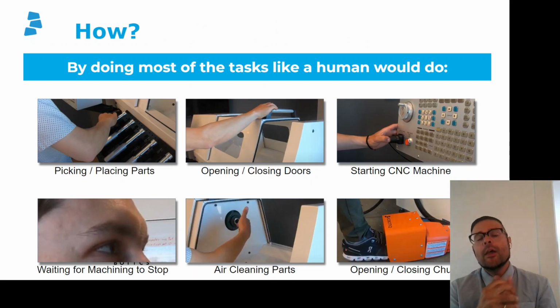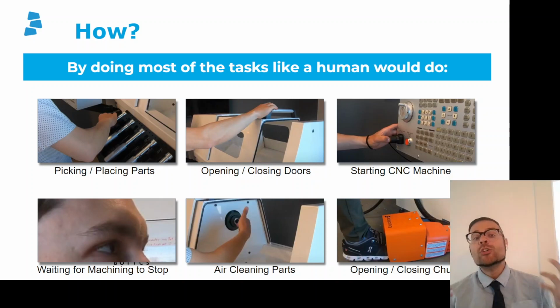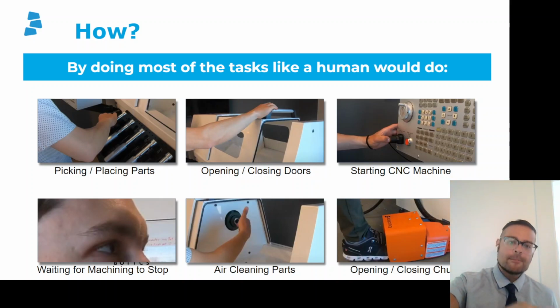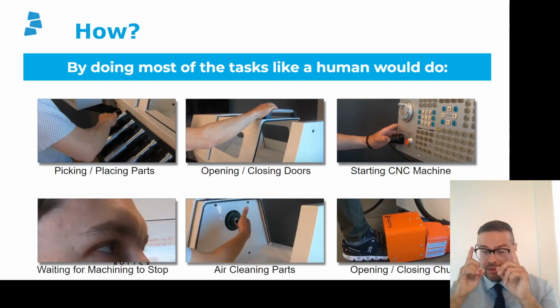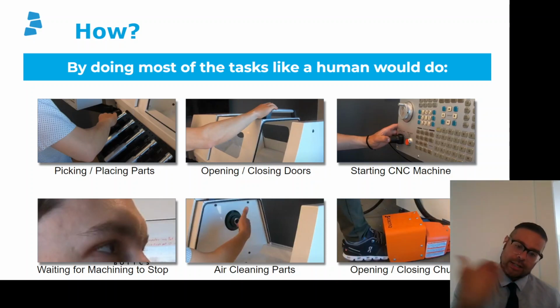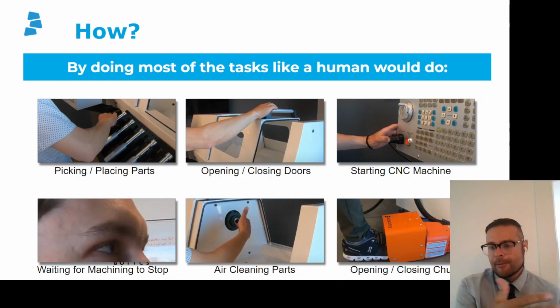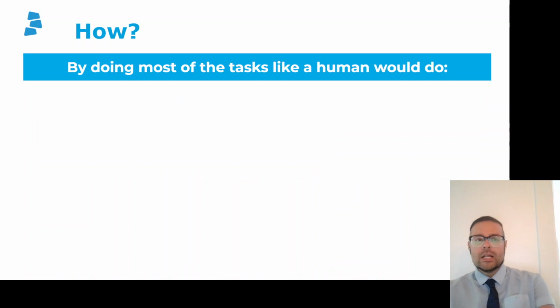So how do we do this? Well, we look at the cycle of a CNC machine operation, and we do the tasks like a human would do. We're gonna pick and place parts, we're gonna open and close doors, start the CNC machine, wait for it to stop. So it means we're gonna watch the stack light to see when it turns red or green, for example. Then we're gonna clean the parts with air, and then to open and close a chuck, this kind of pedal might have to be used. So this is what we're gonna be doing with the robot.